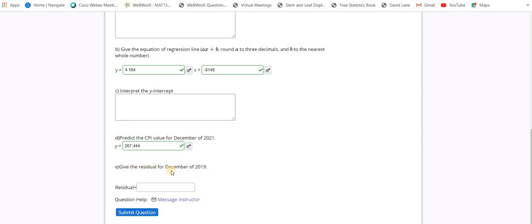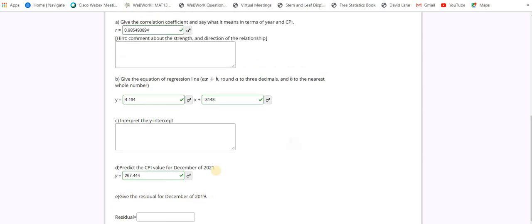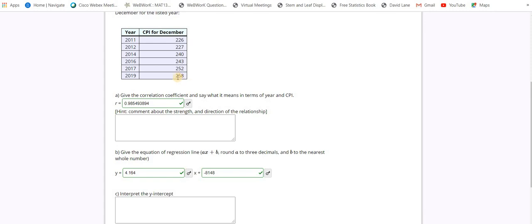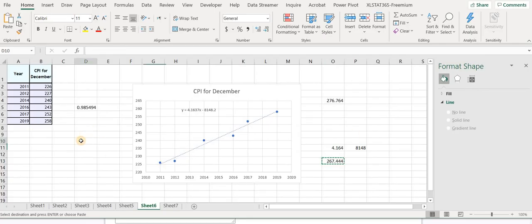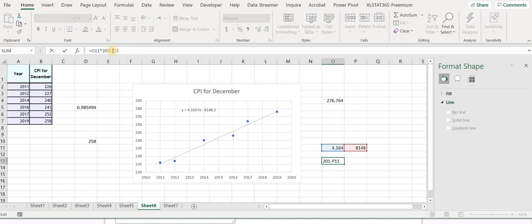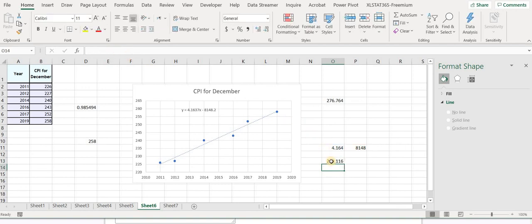Now, give the residual for December 2019. The observed value for 2019 is 258. So I'm going to put that number here, 258. And then I want to find the predicted value. So to find the predicted value, I'm just going to change the number here from 2020 to 2019. So this is the predicted value. I'm just going to copy it and paste it over here. Should have copied and pasted it as value over here.